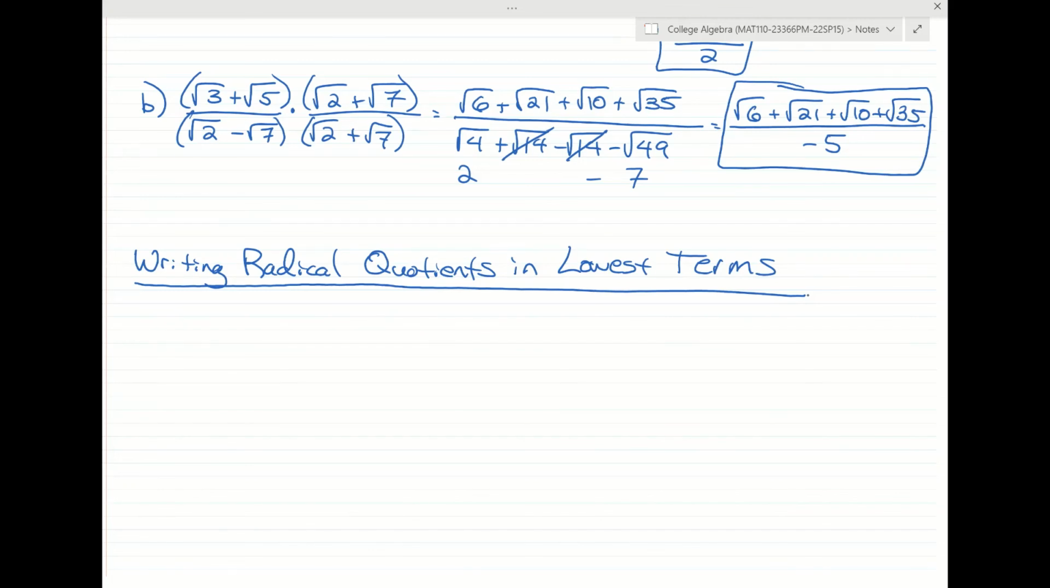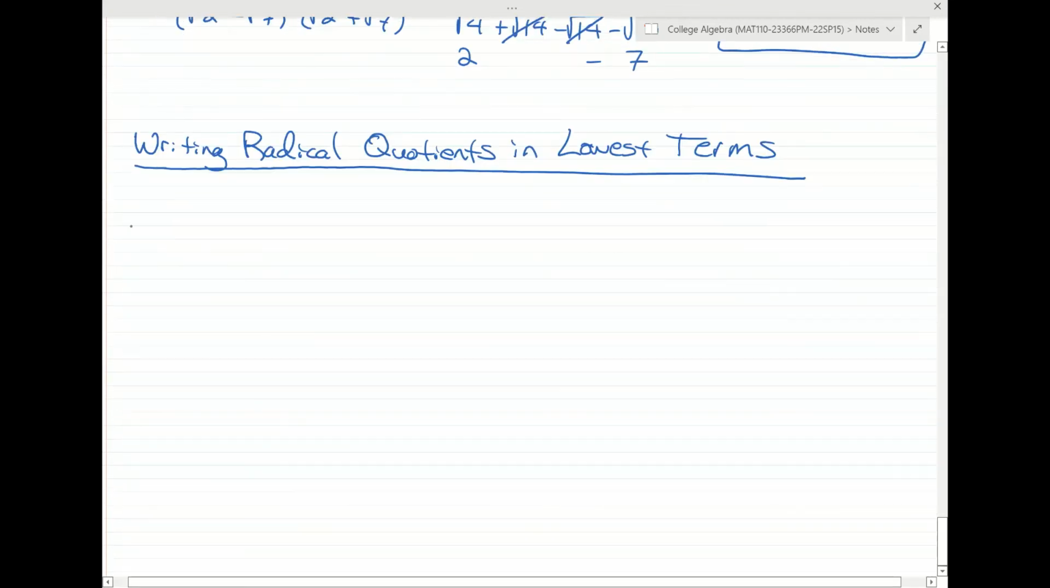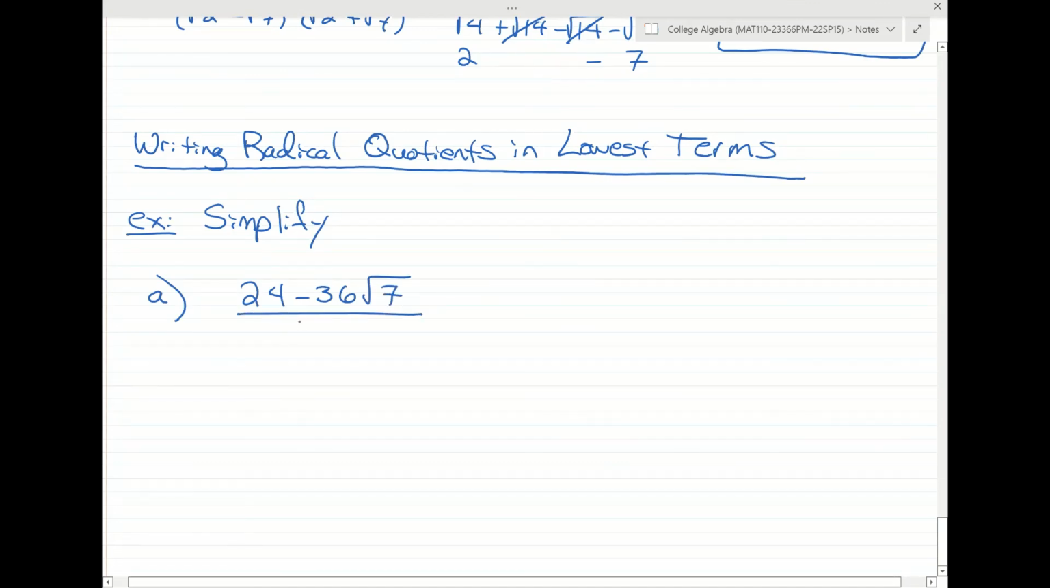All this means is just simplifying. So if we had a problem like this, maybe 2 examples if we have time, it's just going to be to simplify. And the easiest way to do these is just to divide with monomials. So 24 minus 36 square root of 7, divided by 16.